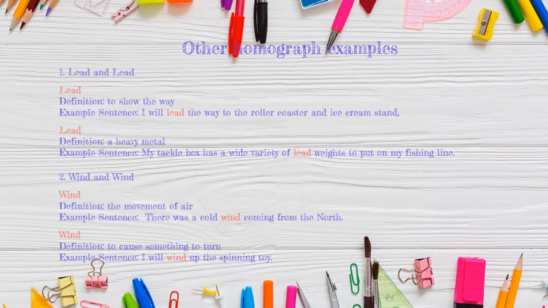The second example. One meaning would be the movement of air. I would pronounce this word as wind. There was a cold wind coming from the north. The definition of the second one is to cause something to turn. I would pronounce this word as wind. I will wind up the spinning toy.